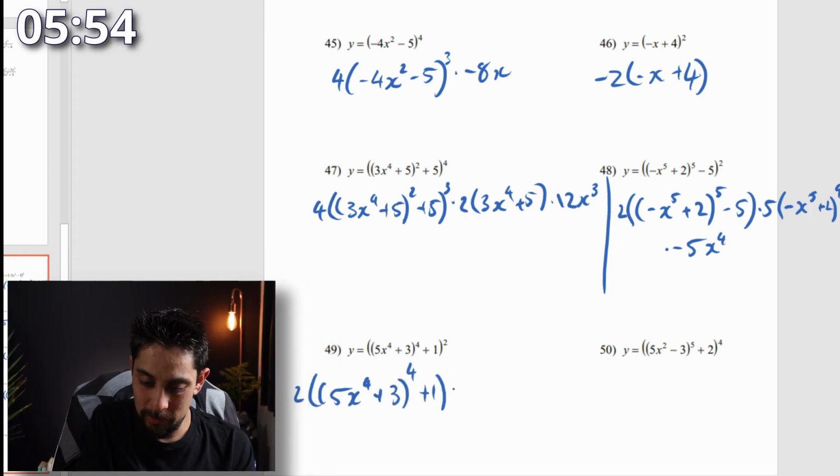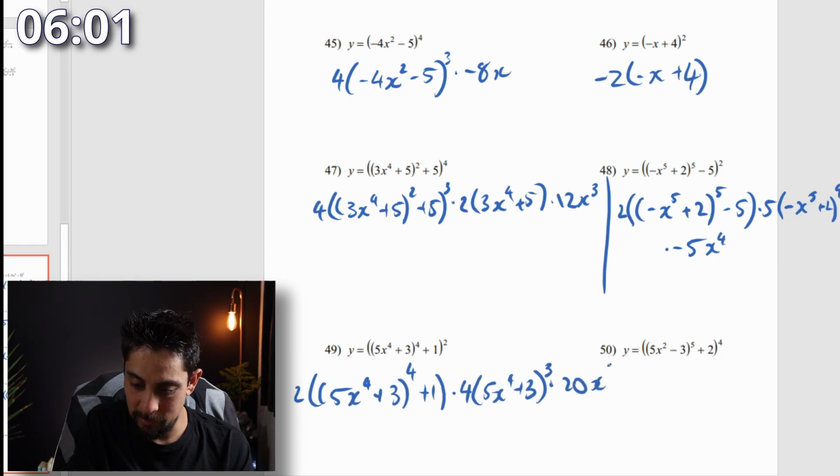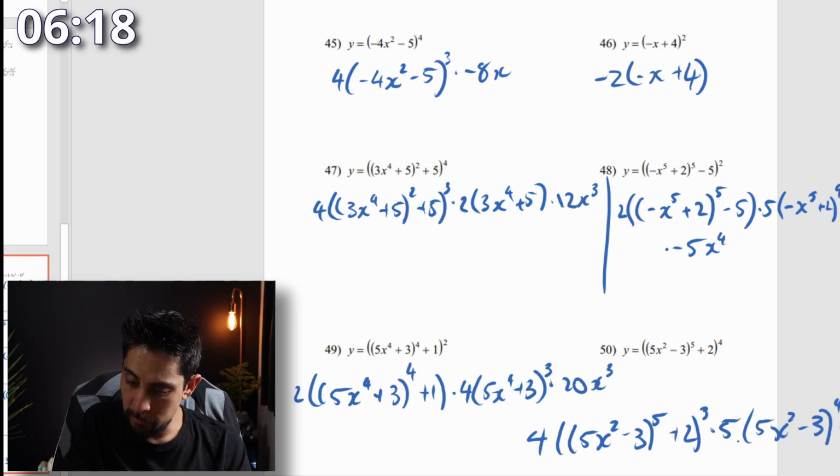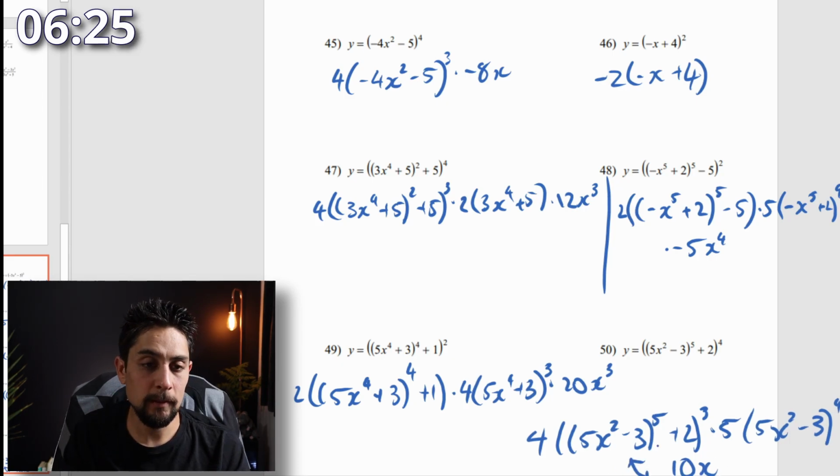4 plus 1 to the 1 multiplied by 4, 5x^4 plus 3 to the 3 multiplied by 20x^3. And last one, 5x squared minus 3 to the 5 plus 2 to the 3 multiplied by 5x squared minus 3 to the 4 multiplied on the next line by 10x. Okay, so these two again are multiplied. Okay, let's head back up to the product rule.